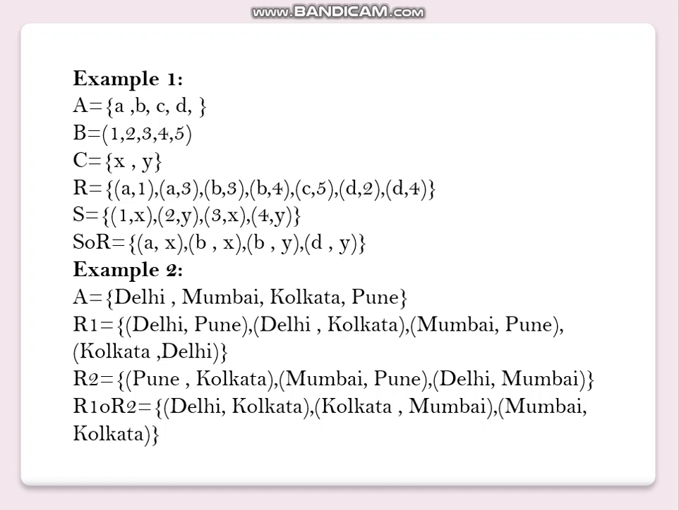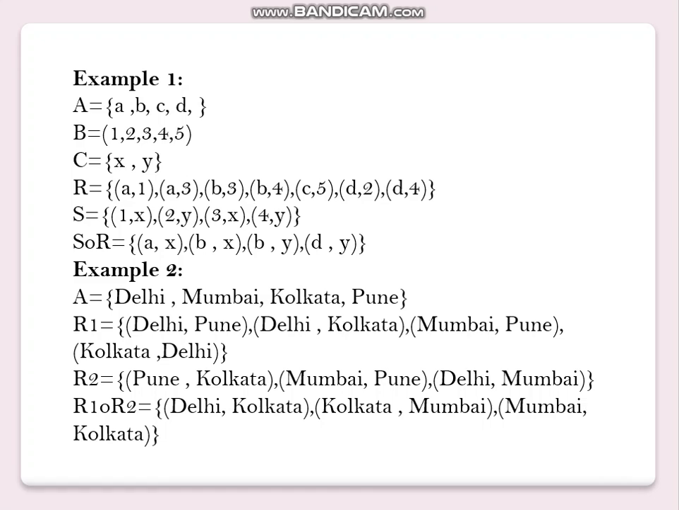So S composed with R. How are we going to write the S composition with R? Since a is related to 1 in R and 1 is related to x in S, a will be related to x in the composition of relation. Same way, a is related to 3 and 3 is related to x. We again have a related to x, which we have already considered. Now the third member of R is (b,3). b is related to 3 and 3 is related to x in S. Therefore, b is related to x. b is related to 4 and 4 is related to y. Then b is also related to y.